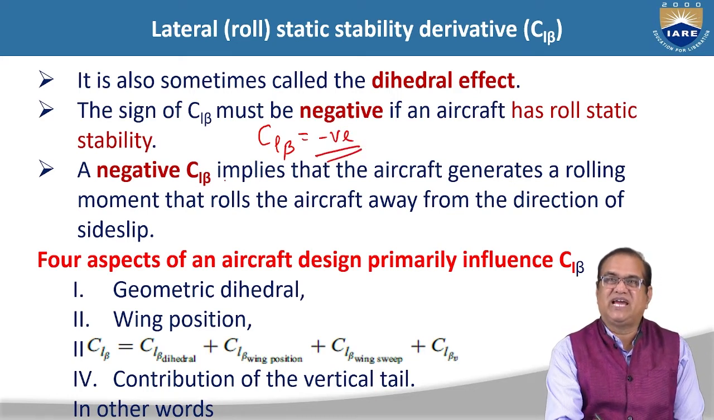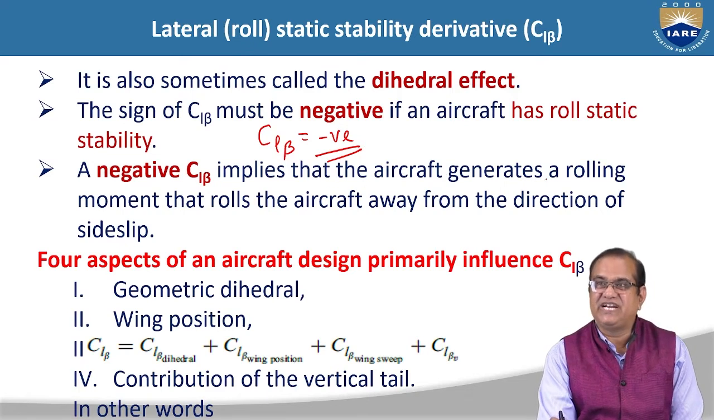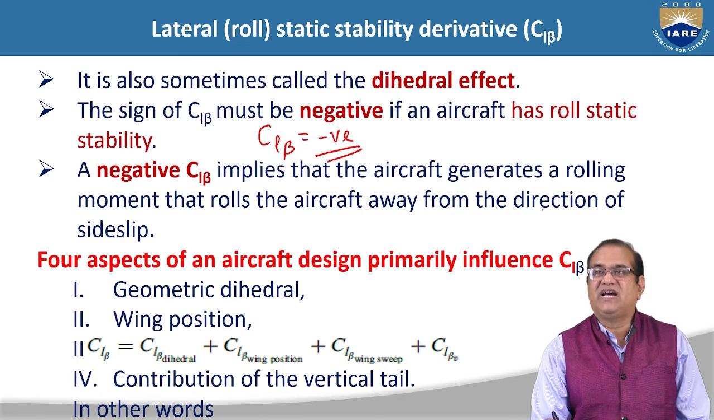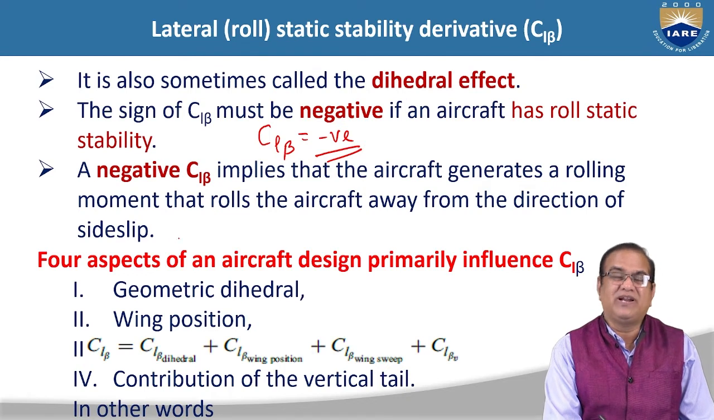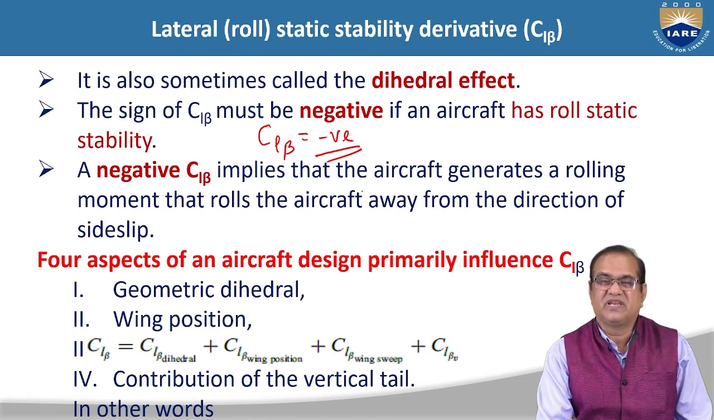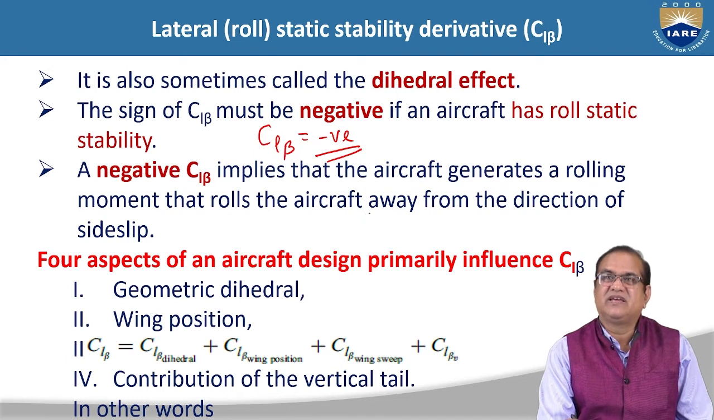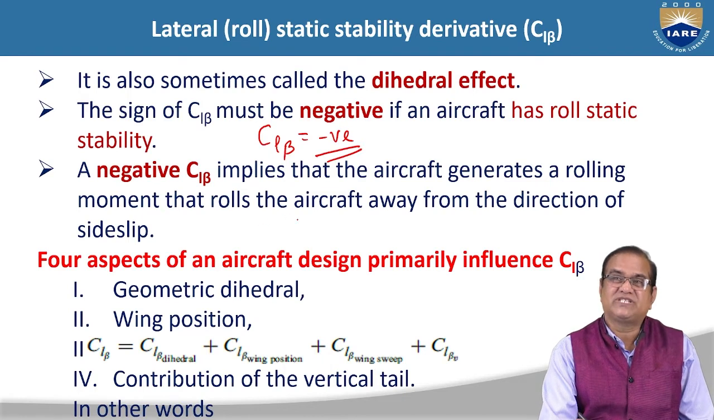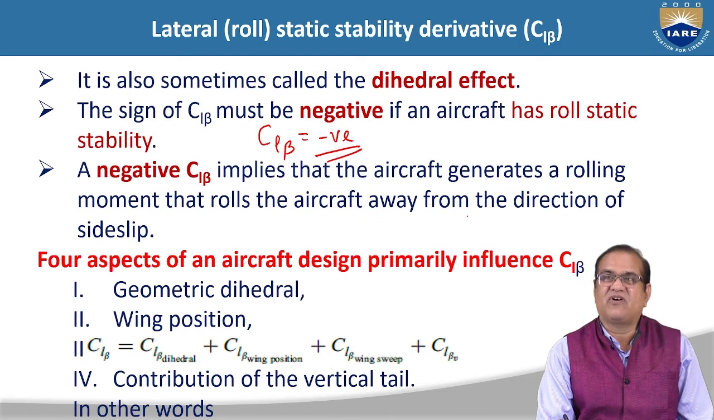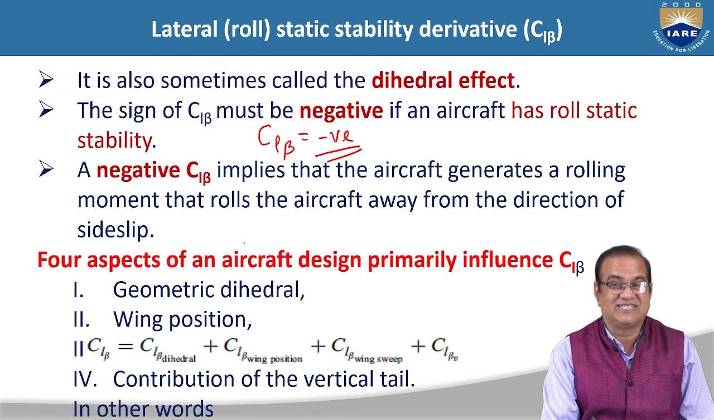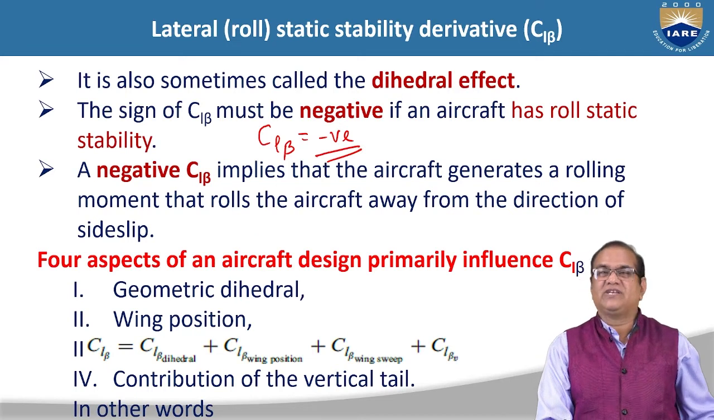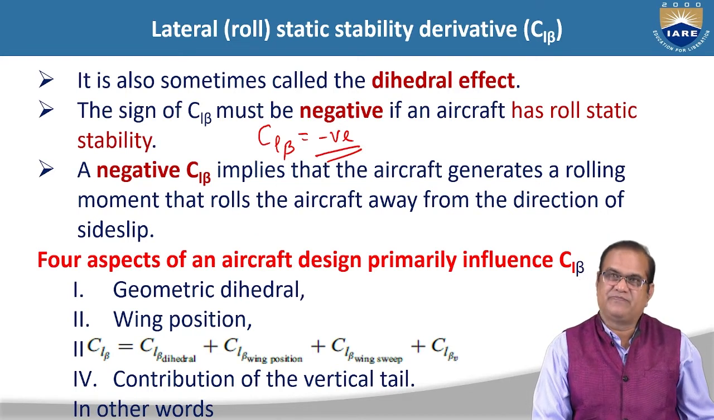A negative C_L beta implies that the aircraft generates a rolling moment that rolls the aircraft away from the direction of the side slip. So what is the meaning of C_L beta negative? C_L beta negative means the aircraft generates a rolling moment that rolls the aircraft away from the direction of the side slip. Okay, so that is an important characteristic of C_L beta negative.